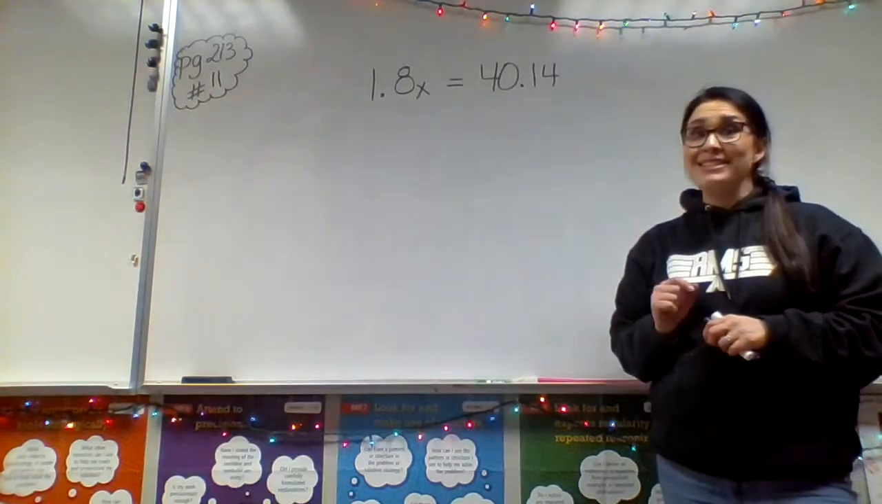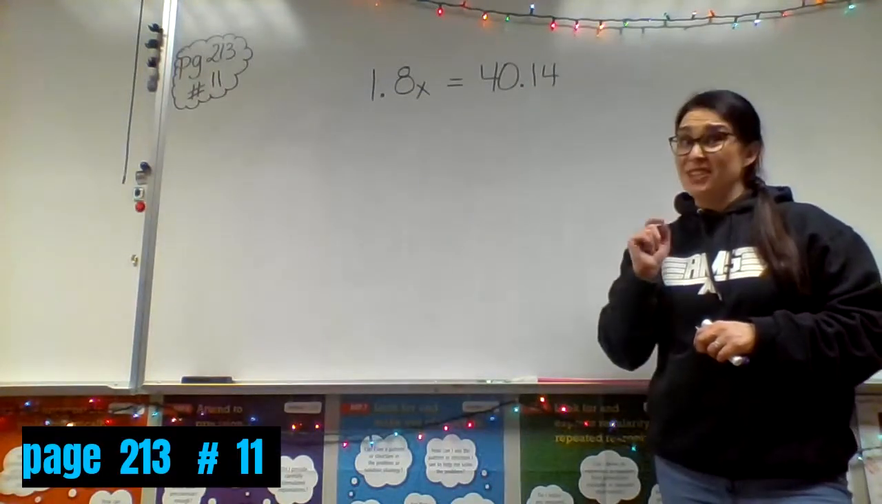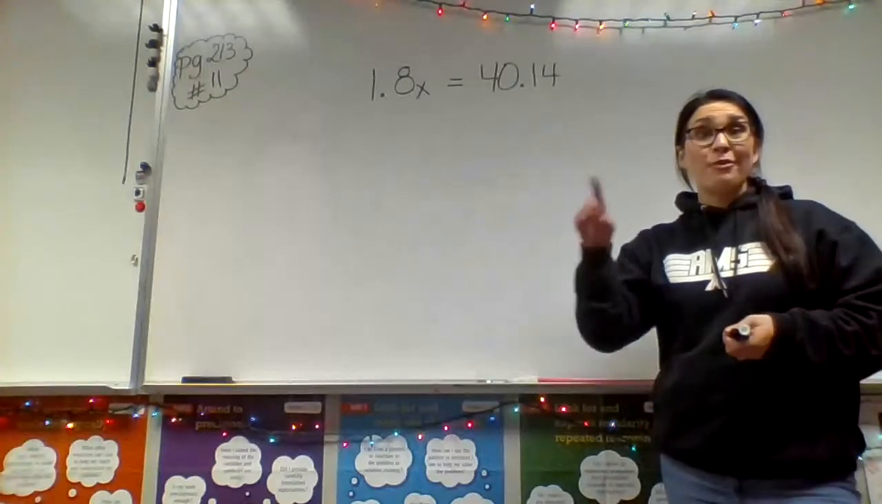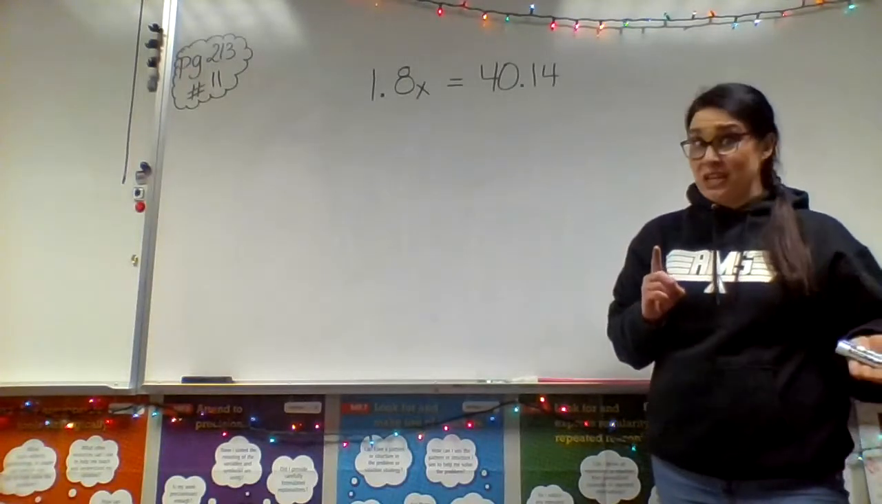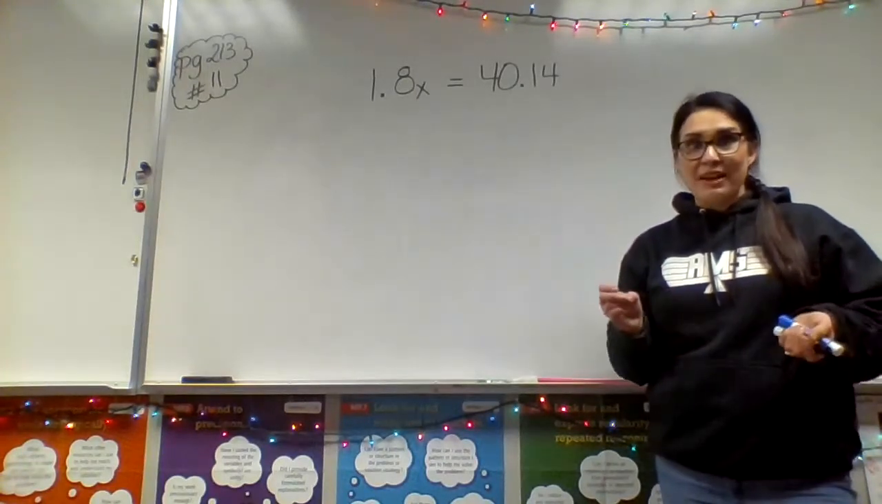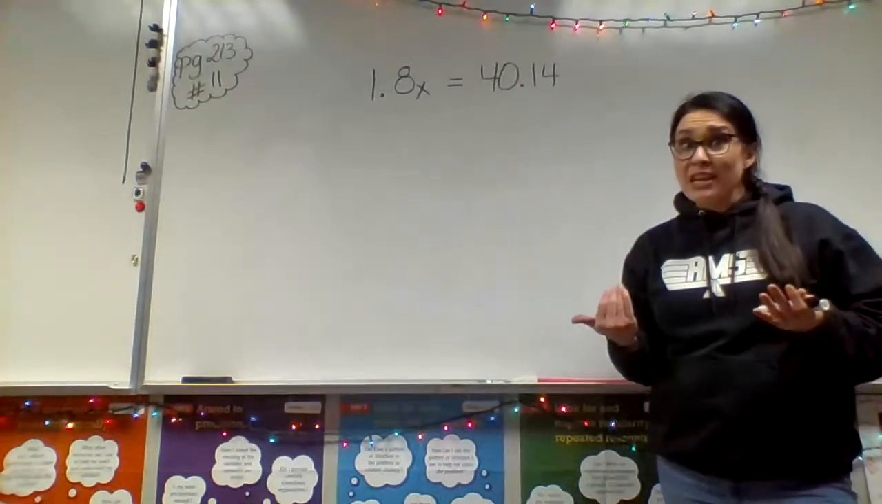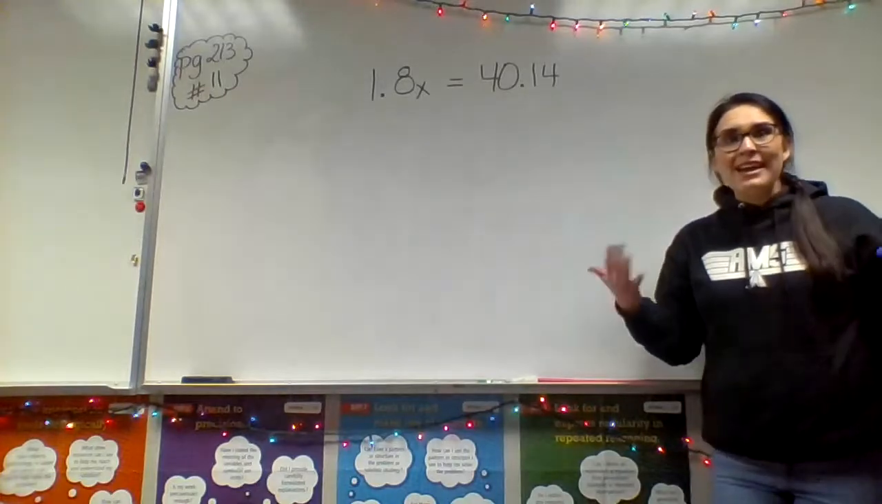So the next example I'd like to look at together, still on page 213, but now it's number 11. So first, remember, for problem number 6, we used addition to solve. For problem number 7, we used multiplication to solve. Now we're going to be using division to solve, right? Now, how did I know that?